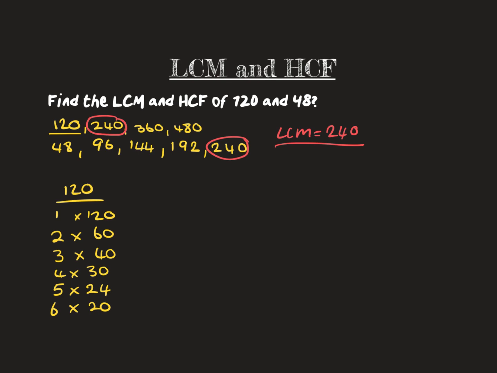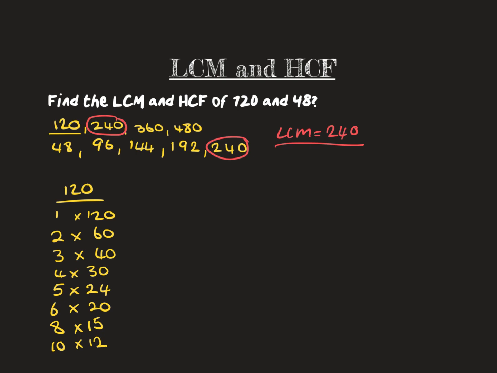It also divides by 8, and 120 divided by 8 is 15, so it's 8 times 15. And then it doesn't divide by 9, so the next one would be 10 times by 12. And then between 10 and 12, we only have the number 11, and it doesn't divide into 120, so that means we've found all of the factors of 120.